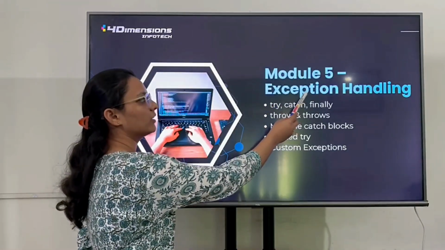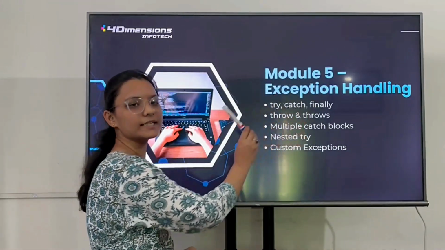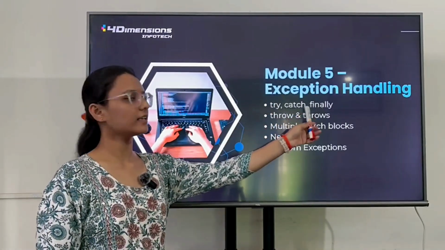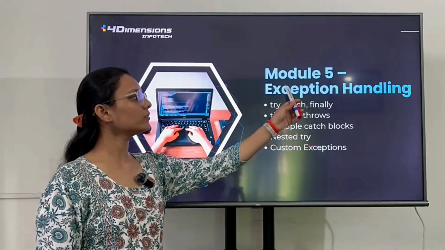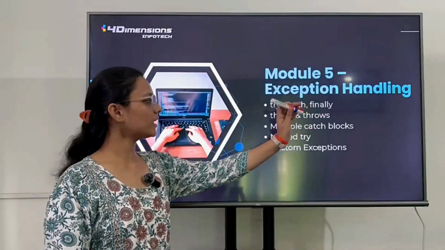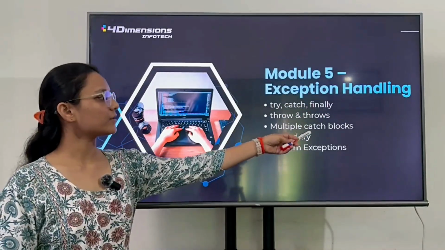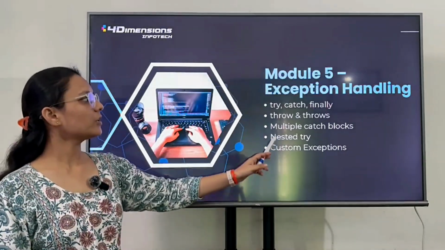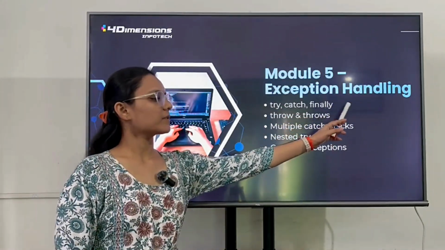This is Module 5. In Module 5, we have to learn about exception handling. In exception handling, try, catch, finally are the keywords. Throw and throws are also keywords that come into exception handling. Next are multiple catch blocks, nested try and custom exceptions. These are the points we will see in exception handling.